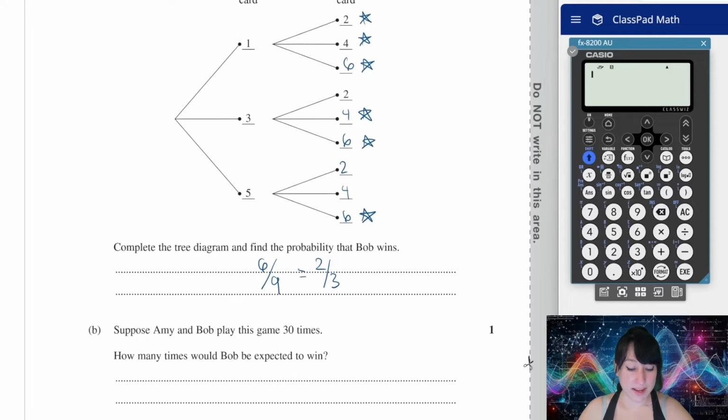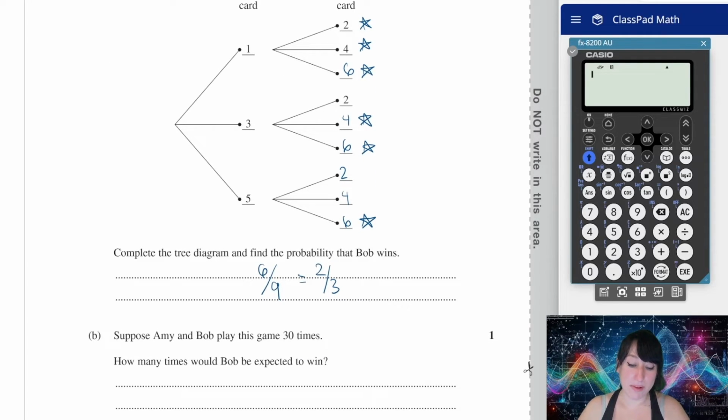Now in the next part, it says, suppose Amy and Bob play this game 30 times. How many times would Bob be expected to win? Well, if he wins 2/3 of the time, and they play 30 games, then we'd expect him to win 2/3 of 30. To find that, we could multiply 30 by 2/3, or we could divide 30 by 3 to get a third, and then times that by 2. The answer is 20.